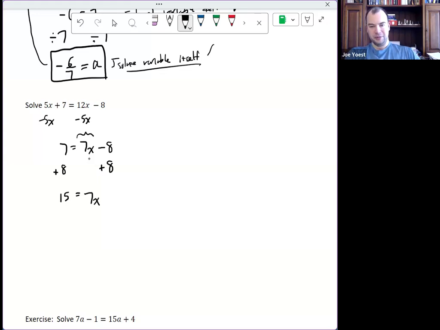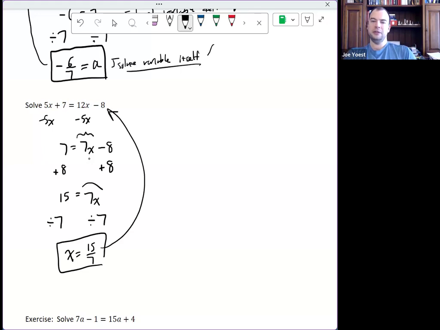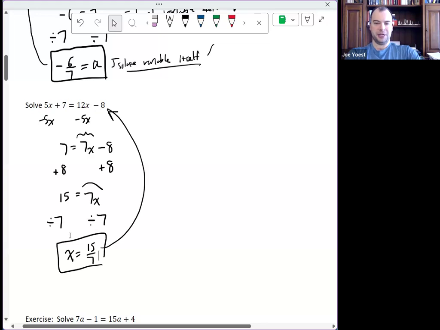I've now isolated my variable term. This 7x is over here by itself. There's no other constant term attached to it. All of the constants are on the left-hand side, all of the constant terms. And now I have number times x equals number. I divide by the coefficient. I divide by 7. And I get x equals 15/7, which, as always, I would typically outside of class, I would plug back in and double check.